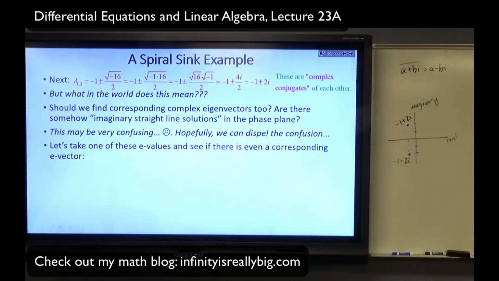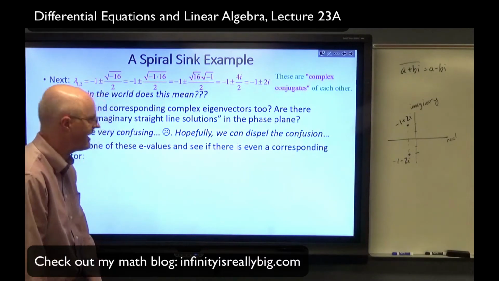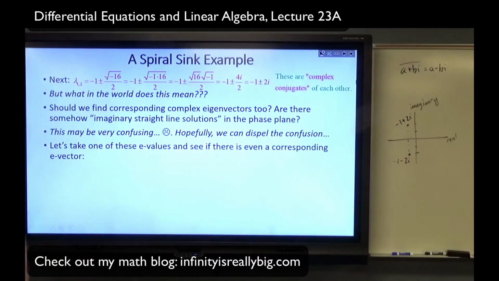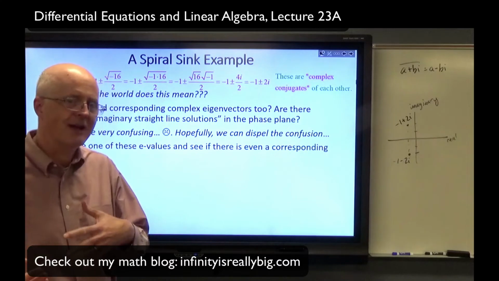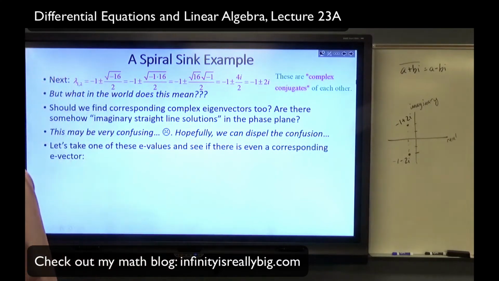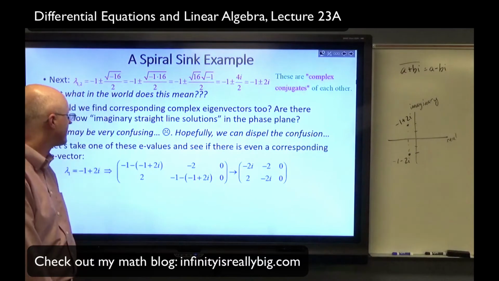Let's go ahead and take one of these eigenvalues. E values is short for eigenvalues. E vectors will be short for eigenvectors, and E spaces will be short for eigenspaces, I guess. And altogether, I like to call them E stuff for eigenvalues, eigenvectors, and eigenspaces. It's a bunch of E stuff. See if there's a corresponding E vector, eigenvector. So what do we do? Do the same thing we've always done.